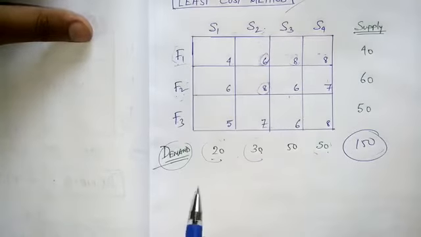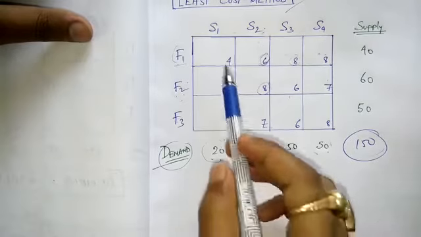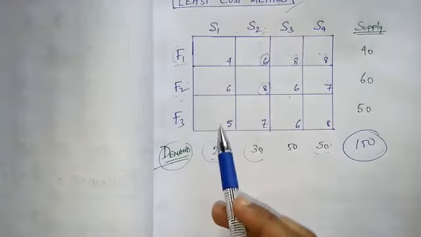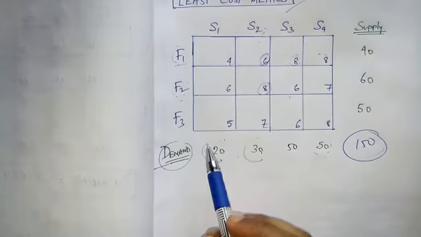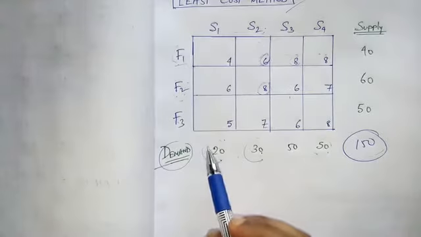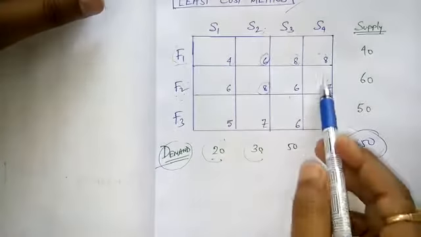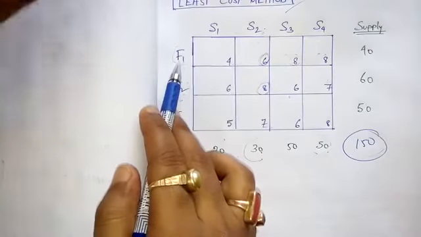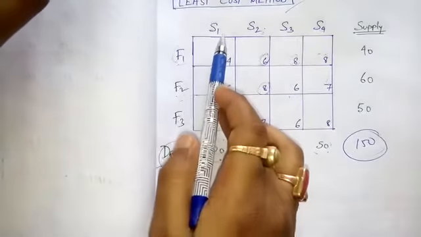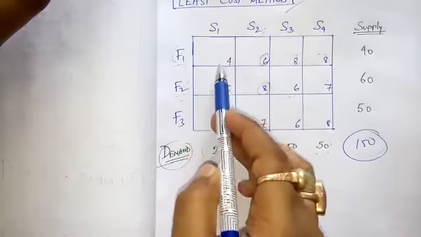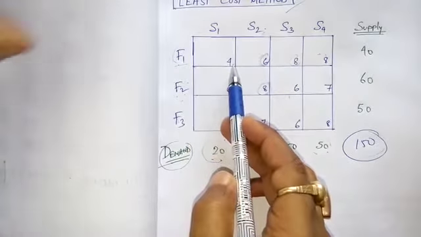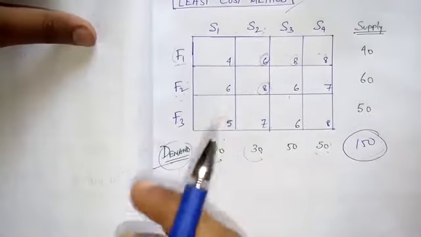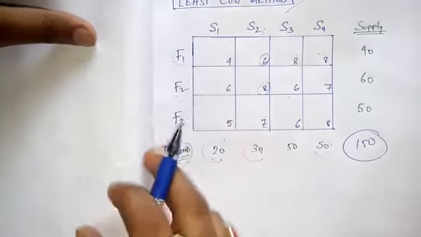Okay, the first rule of least cost method is that out of these boxes, check the box which has the least cost, where the transportation cost is minimum. Least. Which value? 4. That means if you want to transport one good from factory 1 to store number 1, it will cost 4 rupees and it is the minimum cost. Okay, you have understood. So least cost method says that start from this box.